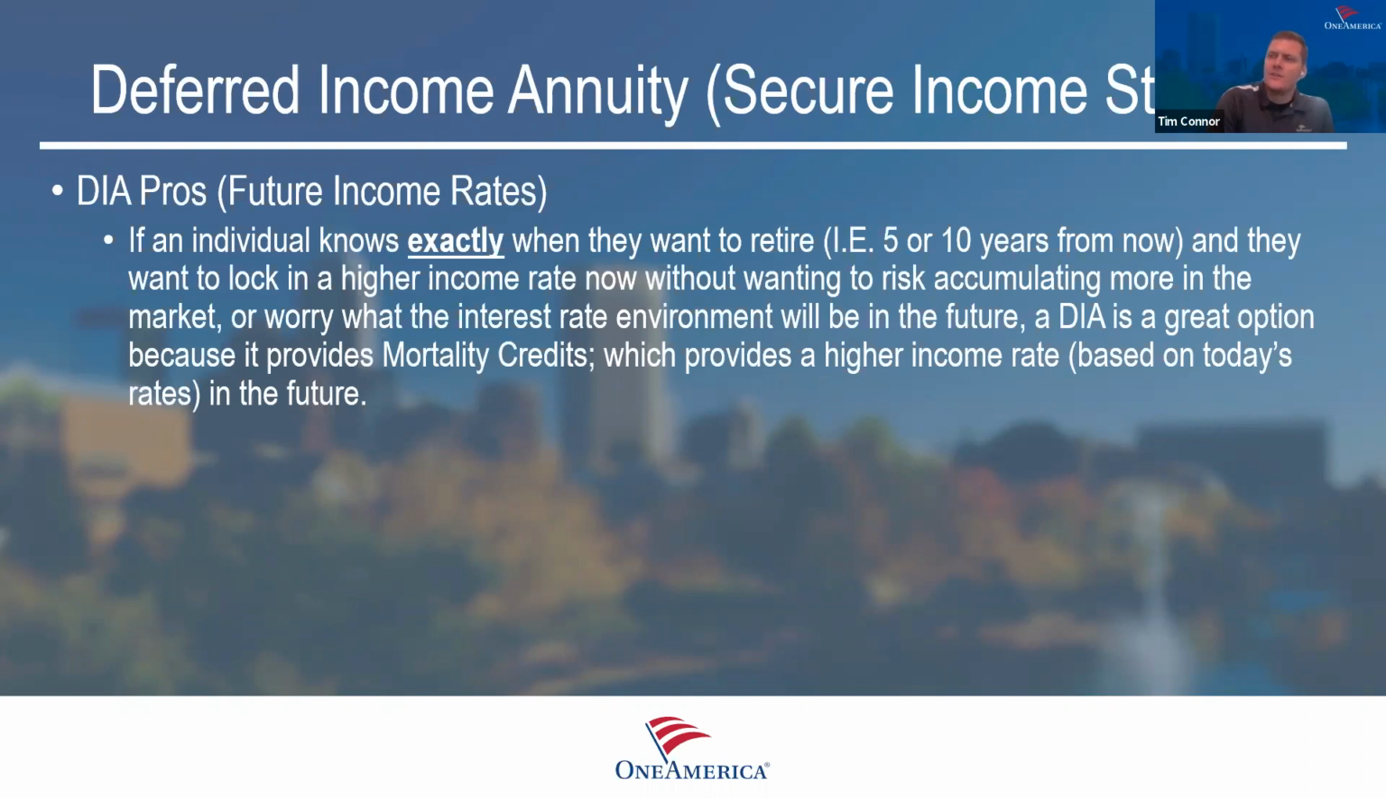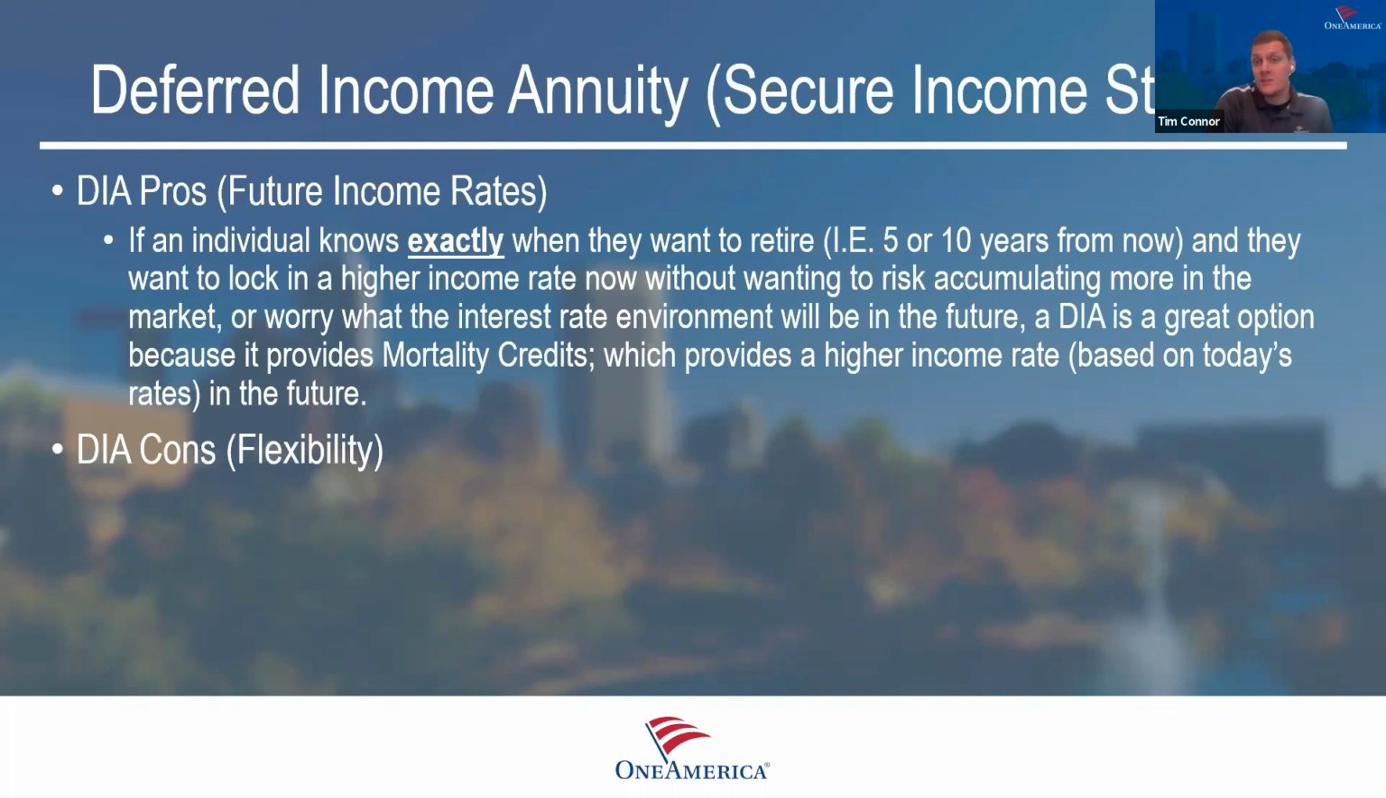So if an individual knows exactly when they want to retire, so let's say they're age 60 and they know for a fact they want to retire in 5 years, right? This can be a great tool because essentially it allows them to lock in a higher income rate for that future, right? Based on today's rates, right? But it allows them not to worry about what happens in the market, et cetera. They just know that they want to retire at that age, get a potential for a higher income rate later down the road, and then they don't have to worry about it, right? So that is a pro.